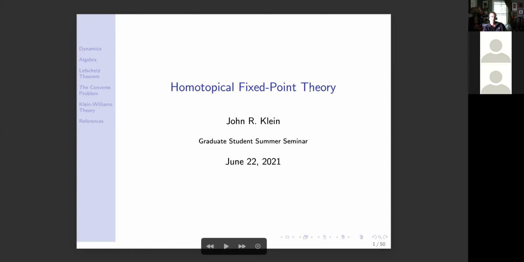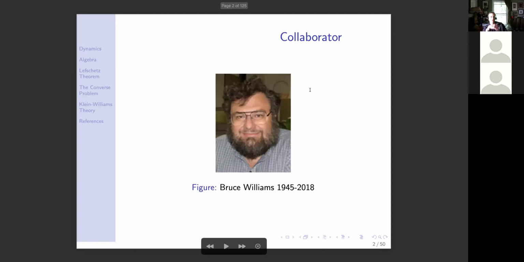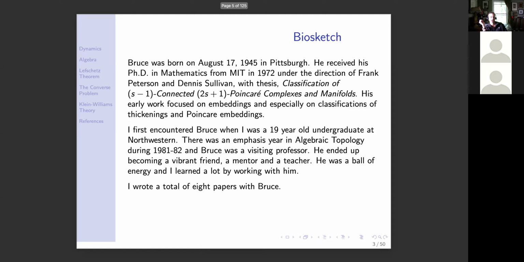This is a part of a program with my longtime collaborator, Bruce Williams, who passed away in early 2018. Here's a bio sketch of Bruce, which I don't want to go through again. It's kind of painful for me to think about losing him because he was a very good friend of mine. He was very influential on my career, and he was a great guy, extremely supportive of me.